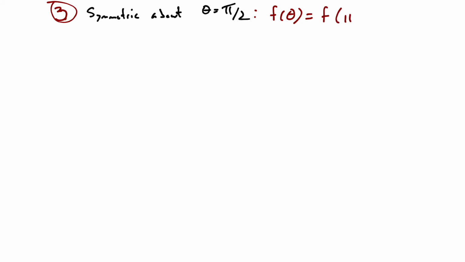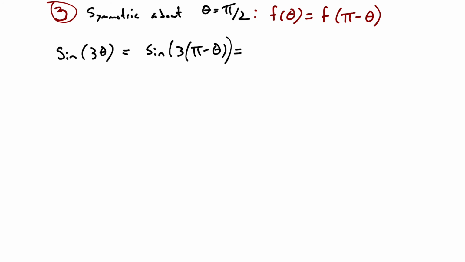So in our very last symmetry condition that we need to check, we're going to see, is our function symmetric about the line theta is equal to pi divided by 2. And remember, the condition to check in this case is that our polar function f of theta should be equal to f of pi minus theta. In other words, our sine of 3 theta should be equal to sine of 3 times pi minus theta. Simplifying this, this becomes sine of 3 pi minus 3 theta.